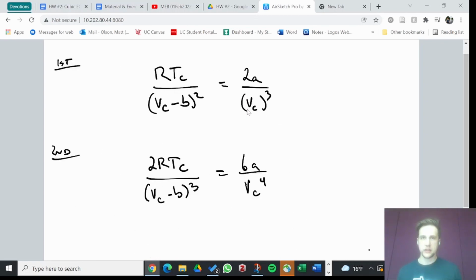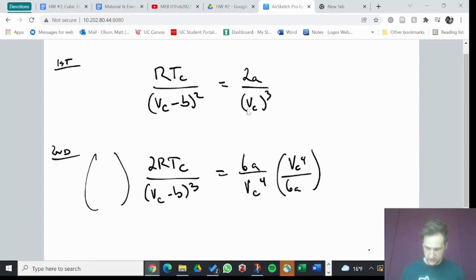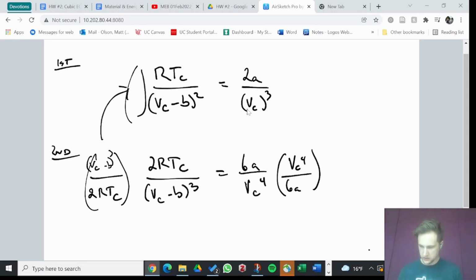And so now we can take the inverse of the second derivative and multiply that with the first derivative equation. So what we're doing here is VC to the fourth over 6A. Here we're taking VC, making sure it's all showing up on the screen, 2 times RTC. And we're multiplying right here by both of these sides. And so what is that going to leave us with?